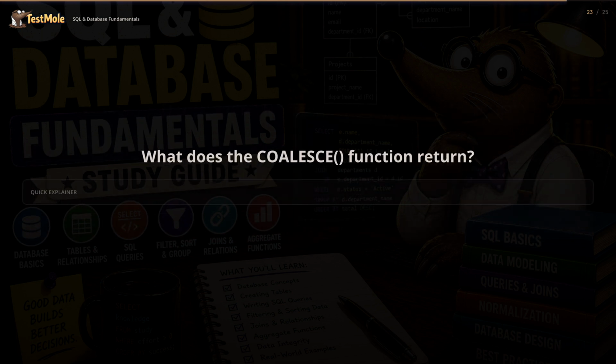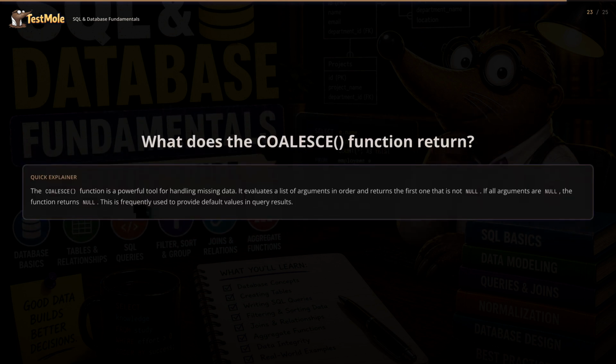What does the coalesce function return? The coalesce function is a powerful tool for handling missing data. It evaluates a list of arguments in order and returns the first one that is not null. If all arguments are null, the function returns null. This is frequently used to provide default values in query results.